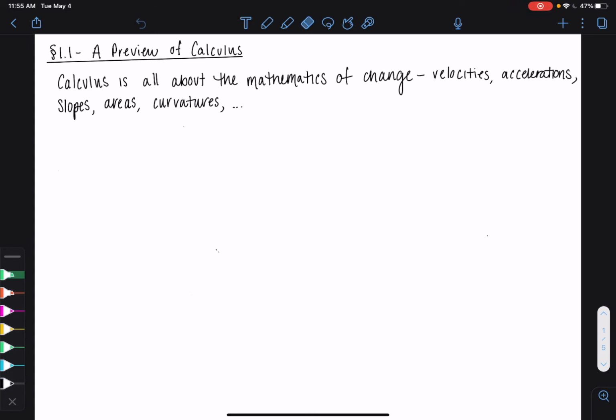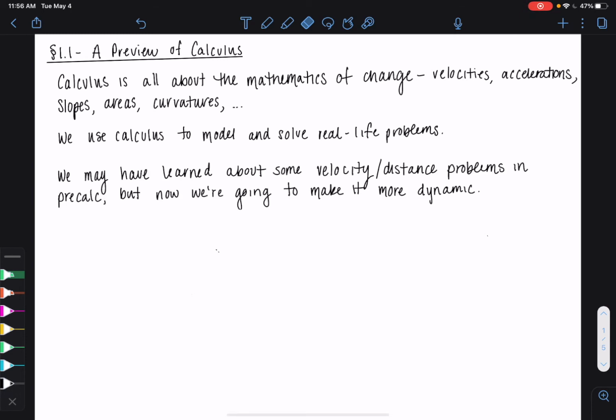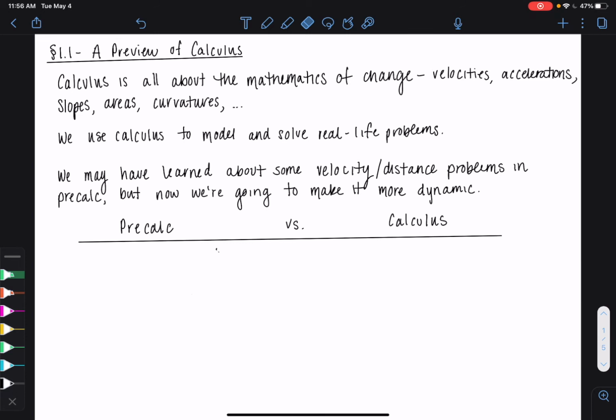So calculus is really talking about the mathematics of change, whether it's velocities, accelerations, slopes, areas, curvatures, the list goes on and on and on. But really we use calculus to model and solve real life problems. So you learned about some stuff in pre-calc where you were able to calculate distances, you were able to calculate projectile motion with parabolas. So you may have seen some velocity and distance problems, but we're going to try to make it much more dynamic in calculus. So to give you a feel, we're going to look at pre-calc versus calculus.